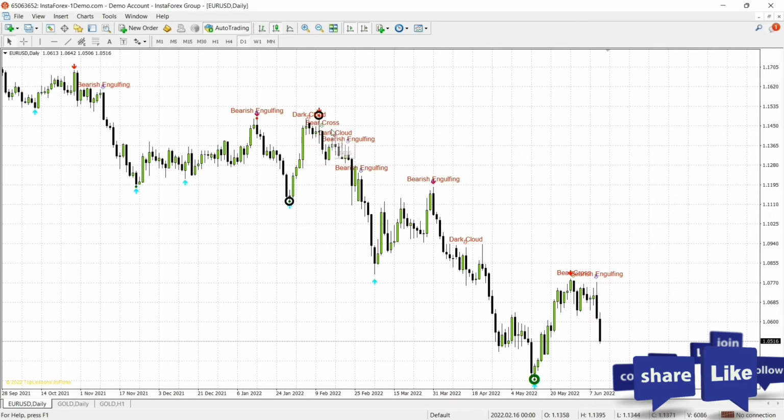Since the market is in the downtrend, you can see all these candlesticks are bearish. So these indicators can be very useful. If you don't understand candlesticks, this indicator can help you identify all these candlesticks for you. The next one is the brilliant reversal.